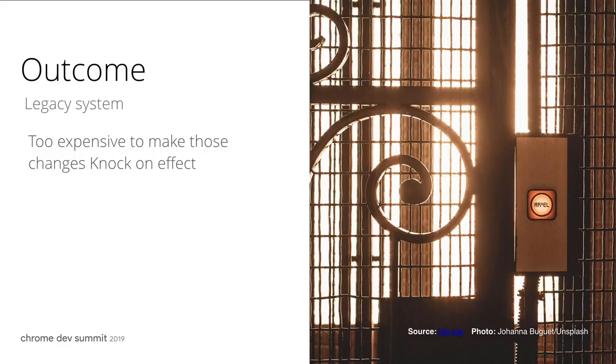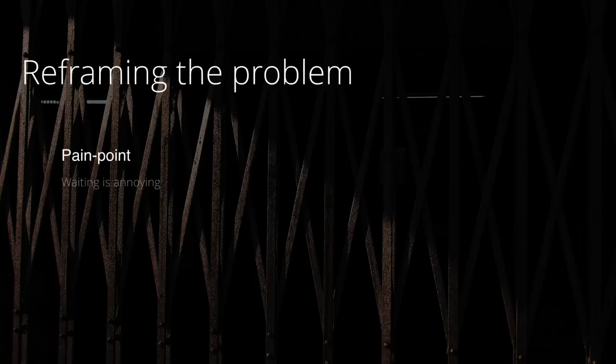When new technologies or new techniques come out, it's really difficult to rip out old code and replace it with new code. So what can we actually do in these situations? Well, if we look at the problem and the pain point, the elevator is slow. Really, from a user point of view, it's not so much the elevator being slow, but it's actually the waiting being quite annoying. So if we reframe the problem, we say, okay, waiting is annoying.